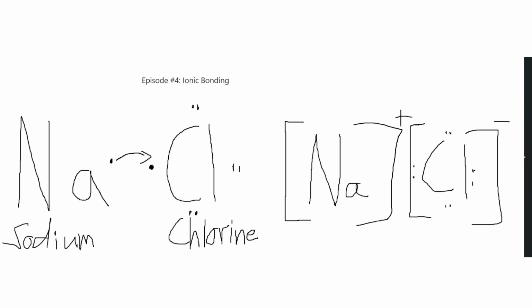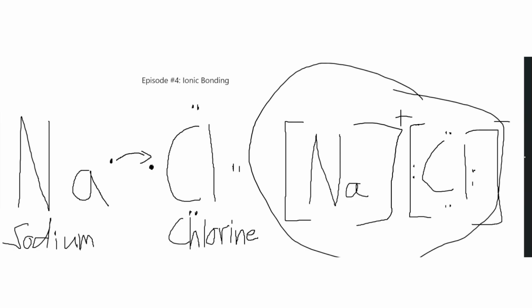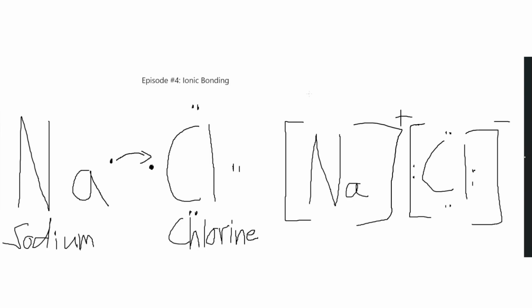Think back to episode number 1, the structure of an atom. Electrons have a negative charge. So if sodium loses an electron, it's going to have a positive charge, and chlorine gains an electron, right? So it has a negative charge, and that's what keeps these two together, right? Positive and negative charges attract towards each other. So now that sodium's positive and chlorine's negative, they stick together. So this is called an ionic bond.